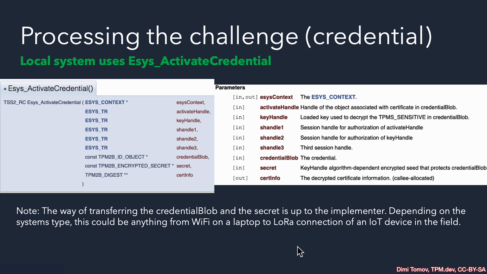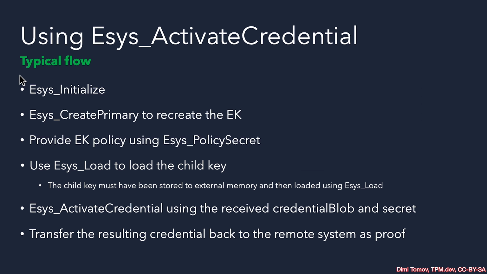Once the challenge is decrypted successfully, we have to transfer that to the other system to prove knowledge of that challenge. The typical flow for ESYS ActivateCredential involves making sure we have our ESYS context initialized and set with the proper TCTI to talk to our TPM, then CreatePrimary to recreate the EK, make sure we satisfy the EK policy, then make sure we have our child key recreated or loaded depending on your preference, and invoke ActivateCredential using the credential blob and secret generated by makeCredential. Once we have the resulting challenge, we need to prove knowledge of that to the remote system.